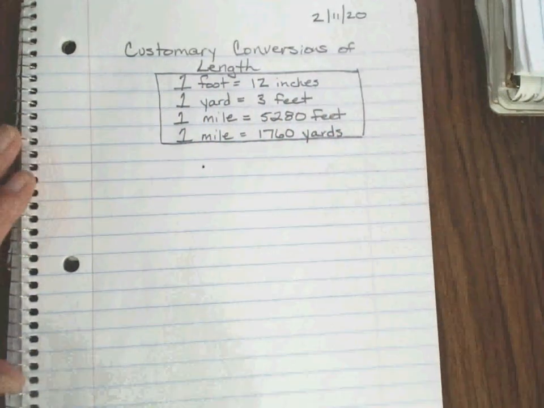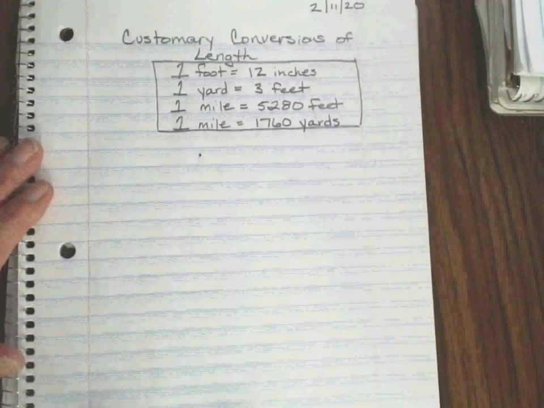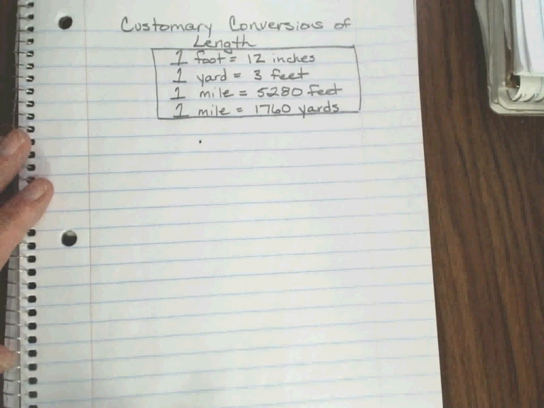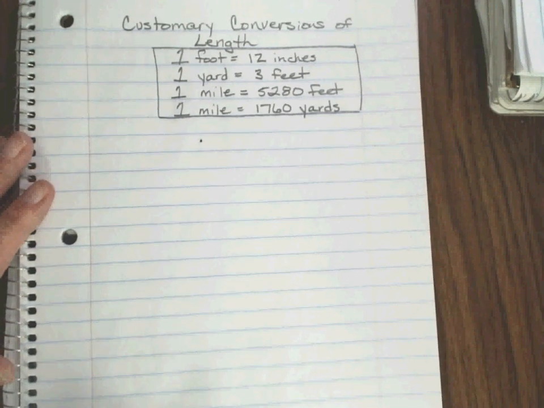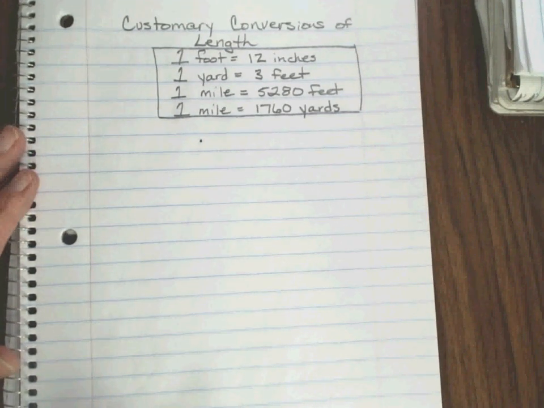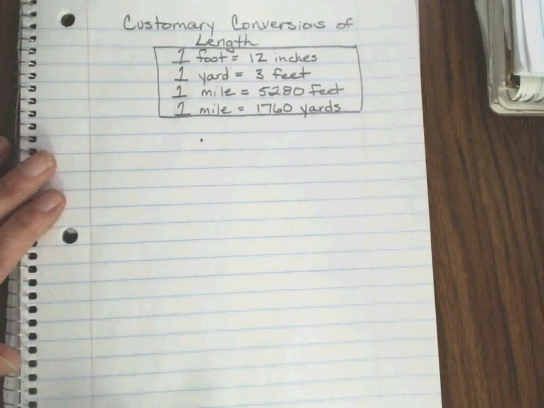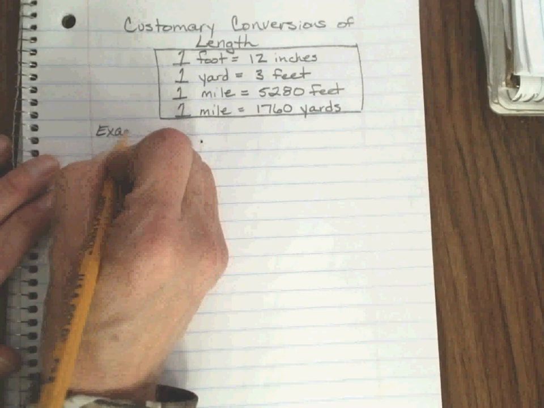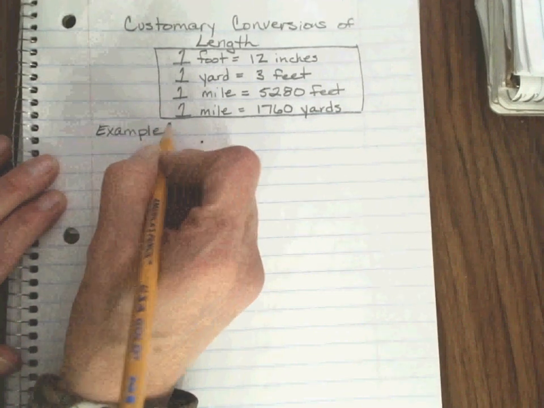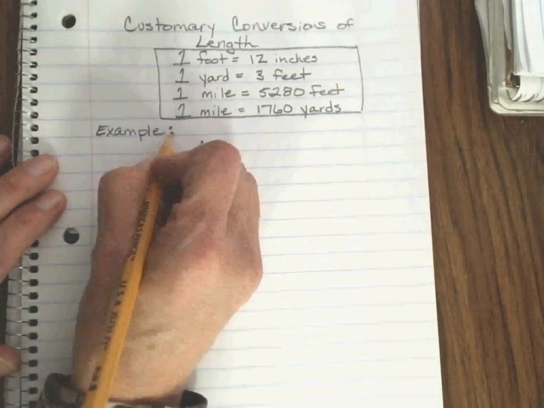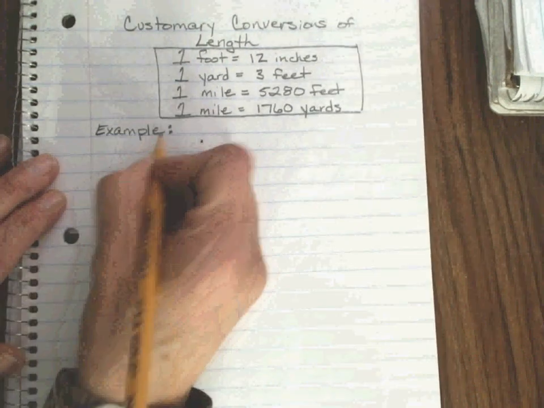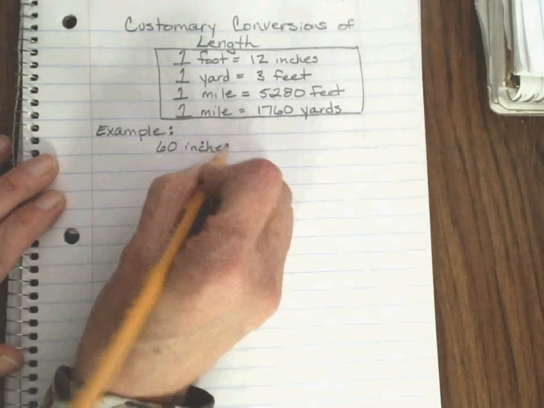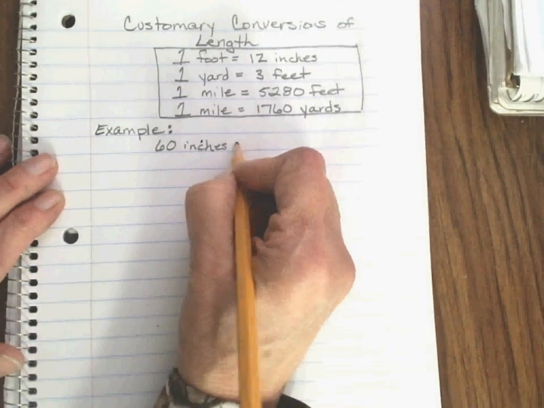Now, when we make our conversions, a really good tool that I like to use is a T-chart. I'm going to show you how that T-chart works, and it makes it very easy when making conversions. So, for example, let's say I want to convert 60 inches into feet.